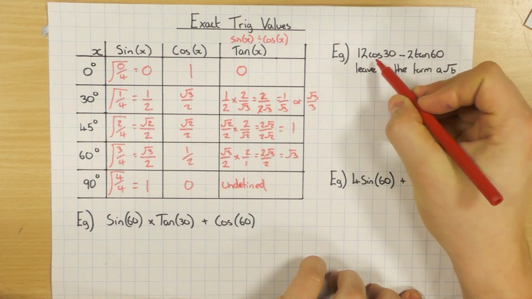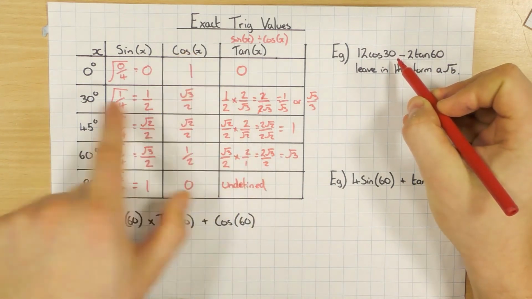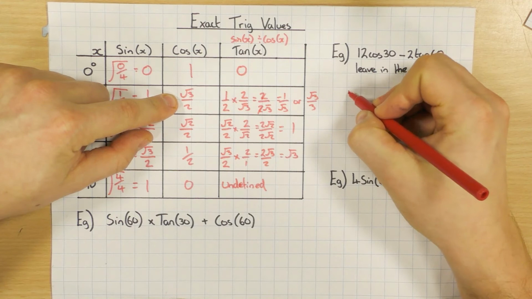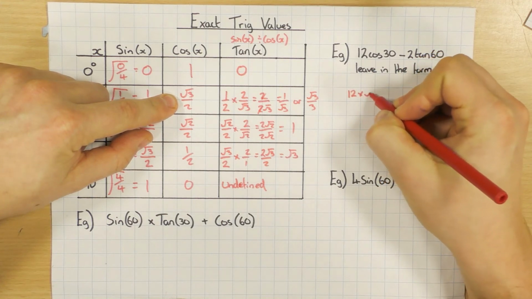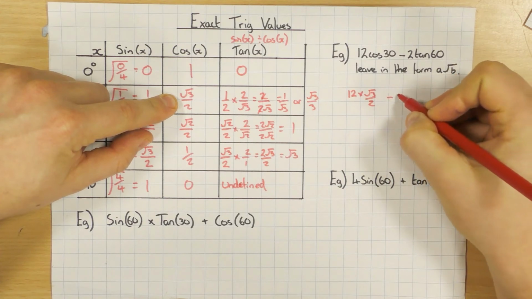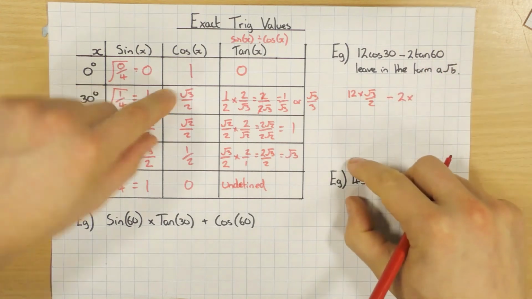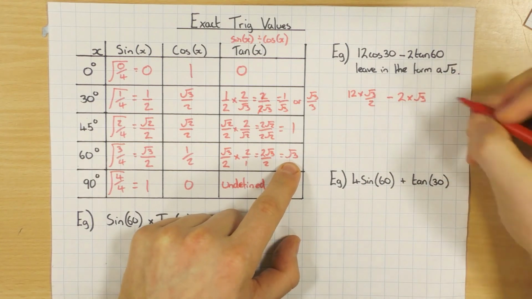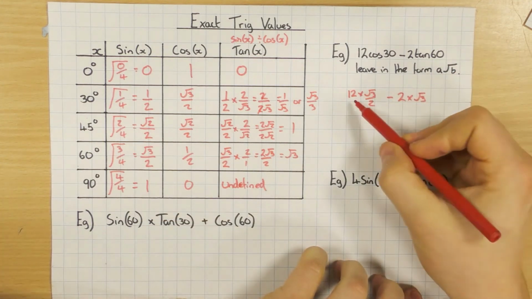So if I've got 12 cos 30, I can look at my cos 30 and see that cos 30 is root 3 over 2. So I need to do 12 times root 3 over 2. Then I'm going to take away 2 times tan 60. So tan 60 we worked out to be root 3. So a little bit of simplifying.